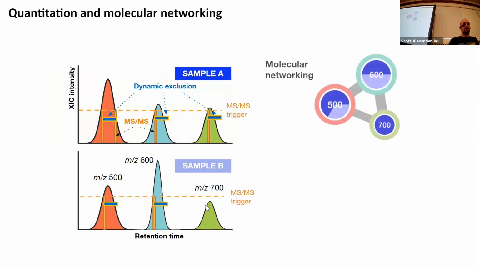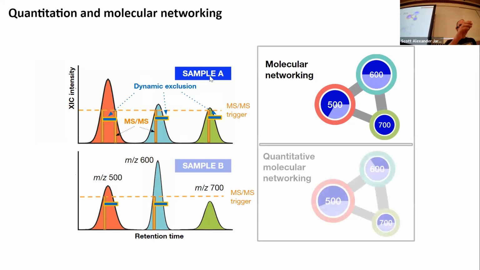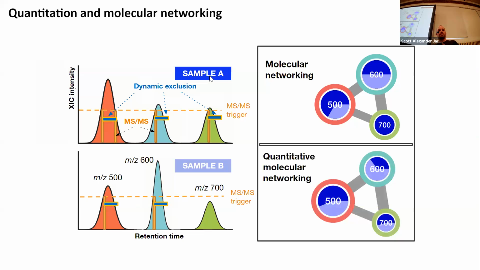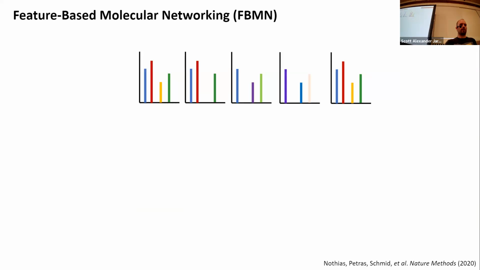So if I generate a classic molecular network, only comparing on MS2 level, then I would say the third compound is not present in sample B. Hence, the pie chart in the network only indicates abundance from sample A, blue. And as I showed you, if we have a feature-based molecular network where we combine this MS1 level feature finding and then connect it to MS2, then we get better quantitative information.